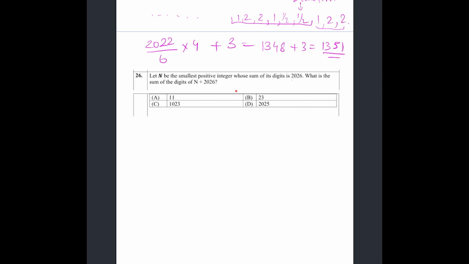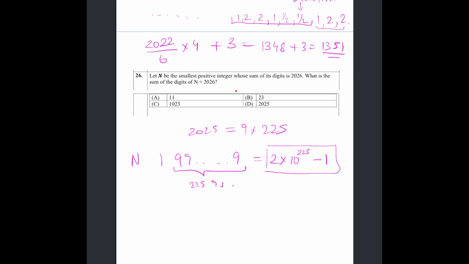So the closest multiple of 9 is 2025, right? So 2025 is 9 into 225. So our number will be 1 followed by 225 nines, right? And this number is actually 2 into 10 power 225 minus 1, right? This is our number n.